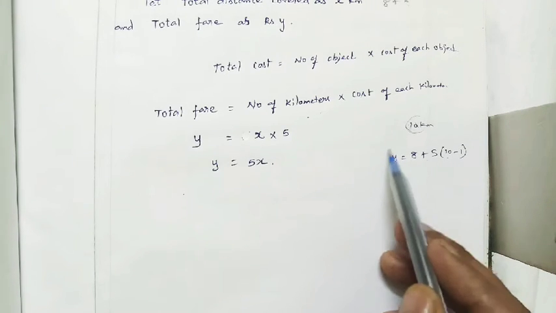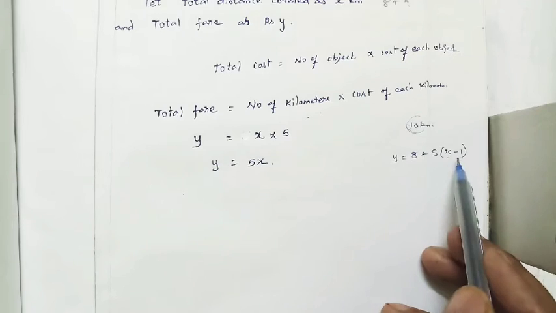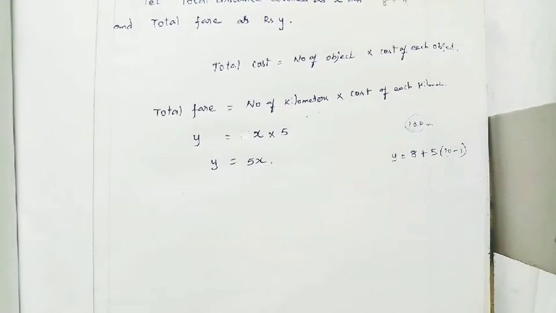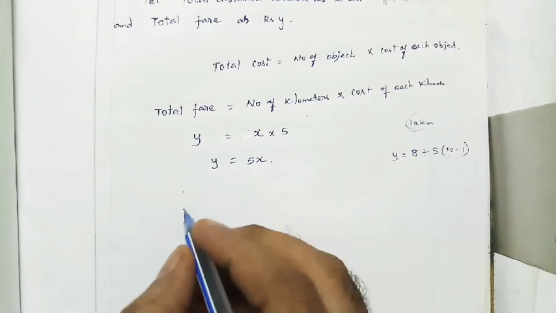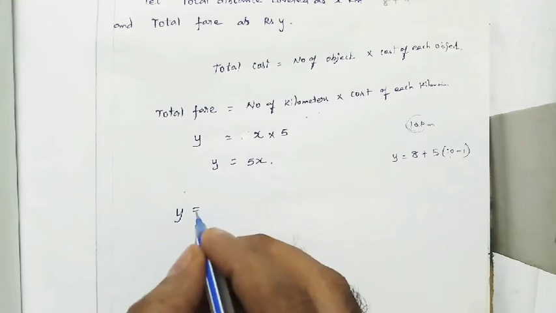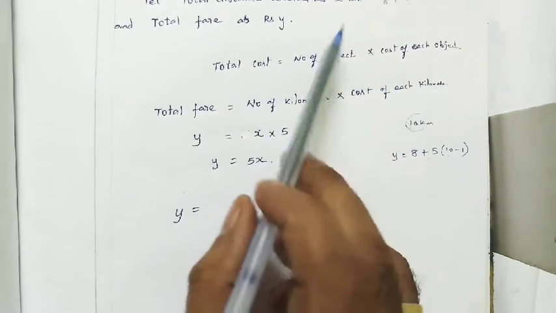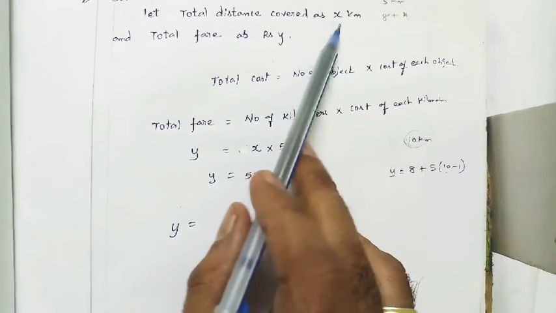Total amount is nothing but total fare, right? 10 minus 1. Here we know that the number of kilometers is 10. Suppose we don't know, then how do we form an equation? Same thing, simple, right? Y is equal to... If we don't know the total number of kilometers, it is x kilometers. Total number of kilometers is x kilometers, right?